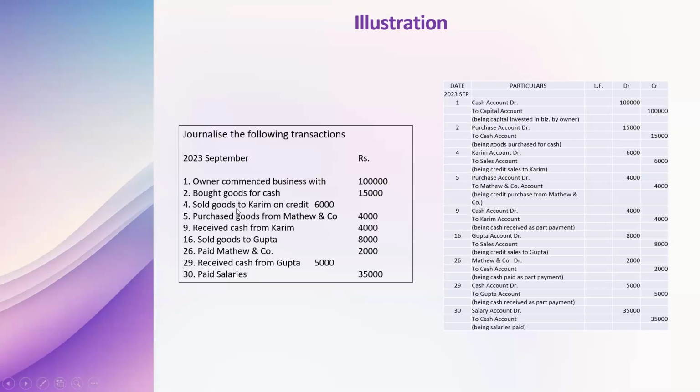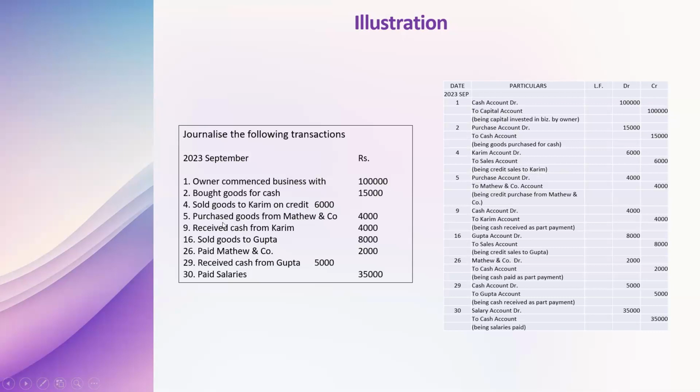And the third entry, sold goods to Karim on credit, 6,000 rupees. So here they have mentioned credit. So this is Karim's account debtor because Karim is liable to pay to the organization, since there is a credit purchase being done from Karim's side. So he is liable to pay back to the company. The company has given him the value for money. So here the company is seen as creditor, that is, sales account creditor and Karim's account debtor. Here Karim has become a debtor. So the narration is credit sales to Karim.